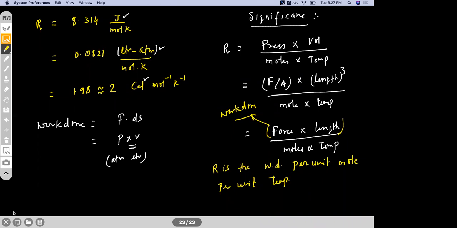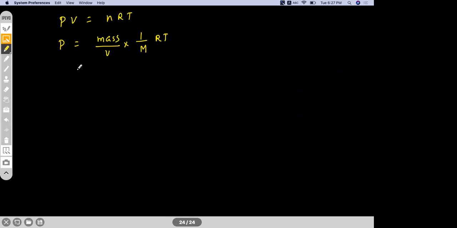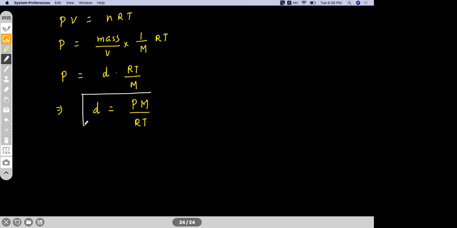Okay. One another form of this: we have written PV is equal to nRT. I have done this expression already. So pressure is equal to number of moles, which is mass divided by molecular mass, into RT divided by volume. Mass by molecular mass is number of moles. So mass by volume becomes the density. So P is equal to D, the density, into RT by M. So we can write another form of ideal gas equation: density is equal to P into M by RT, where M is the molecular mass of the gas.